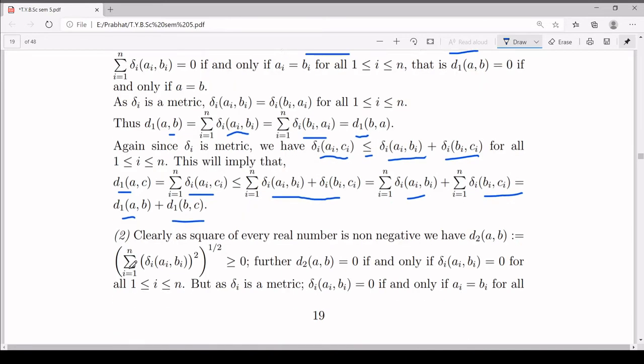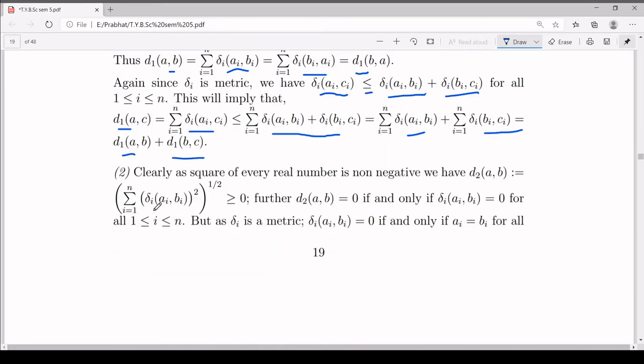Second, D2. This is how D2 was defined: D2 of A comma B is the square root of summation delta I AI BI squared. Now this term is squared, so it is obviously non-negative. So a summation of all non-negative terms has to be non-negative, that means it is greater than or equal to 0. We are taking only the positive square root, so that will not affect the positivity or negativity of your term. So the square root of summation delta I AI BI squared is greater than or equal to 0.